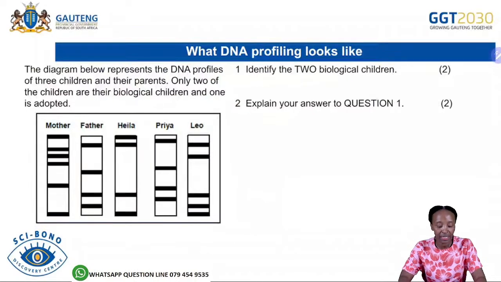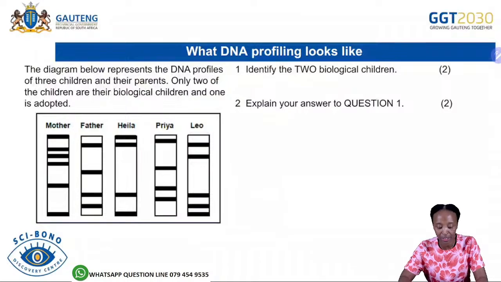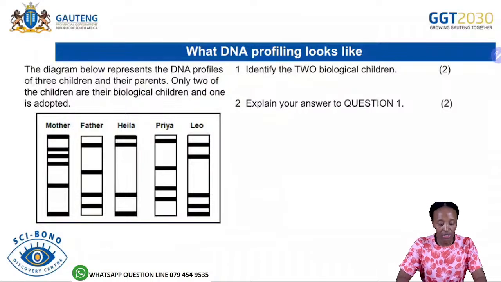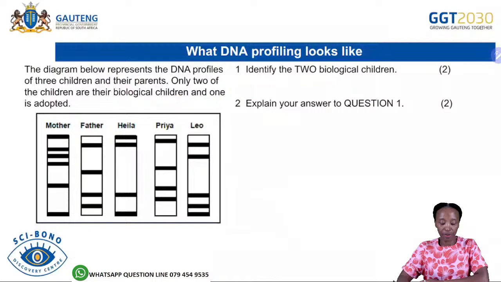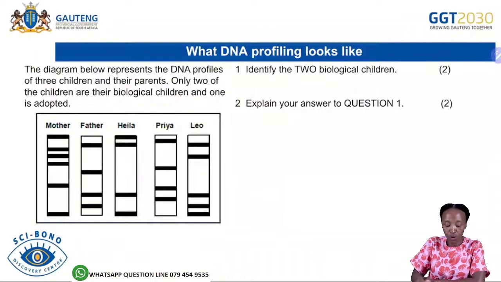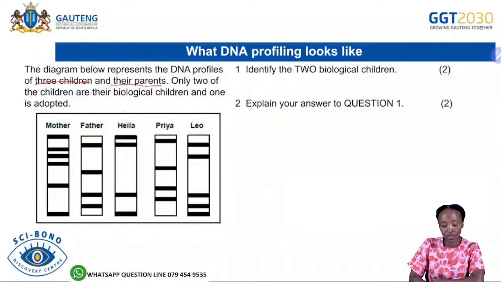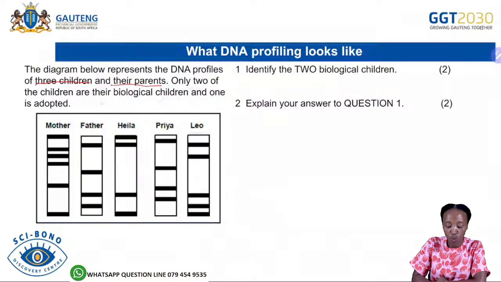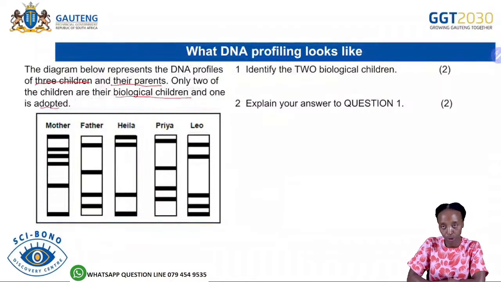Okay, your 2 minutes is up. Let us look at the answers together. So here the question is, the diagram below represents the DNA profiles of 3 children. So we have 3 children and their parents. Only 2 of the children are their biological children and 1 is adopted. So we have 2 that are biological and 1 that is adopted.